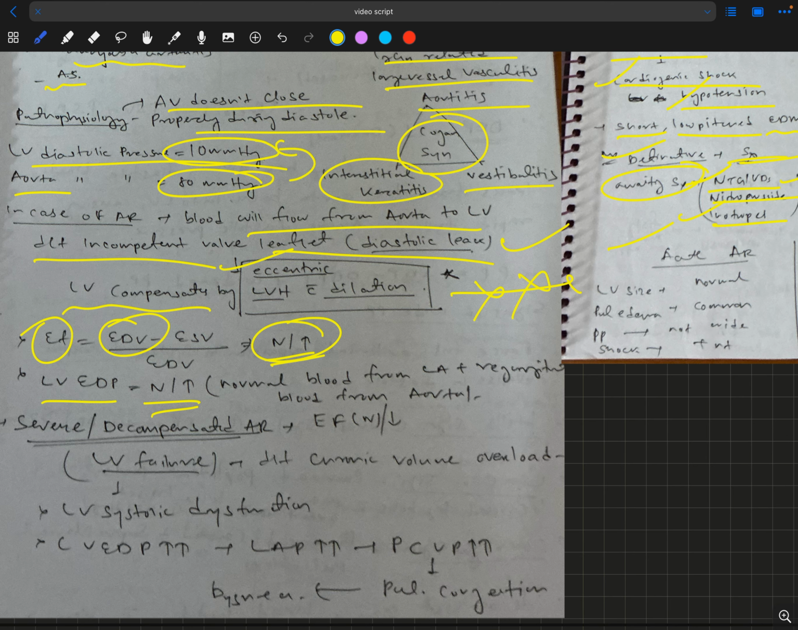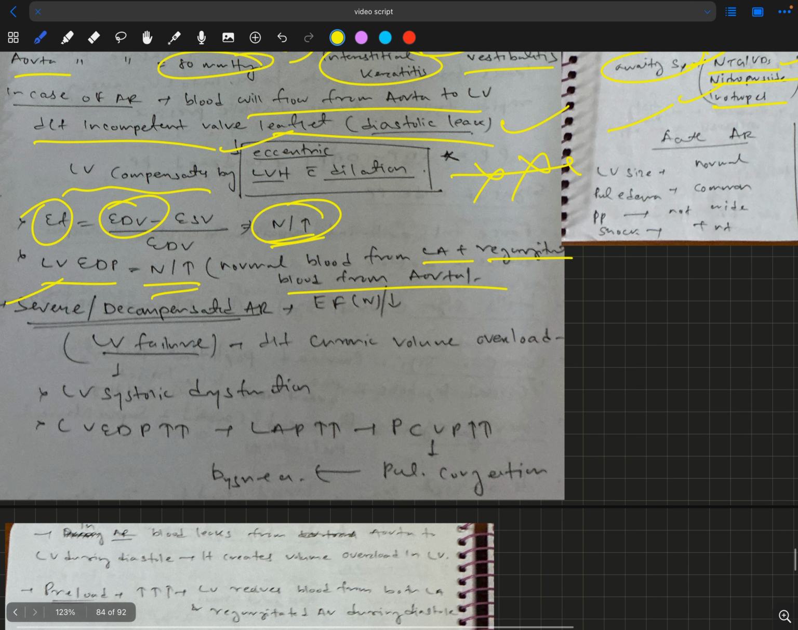But in case of chronic AR, due to dilatation and eccentric hypertrophy, it can be normal or increased. So there is normal blood from the LA and regurgitant blood from the aorta. During diastole in aortic regurgitation, the ventricle is receiving normal blood coming from the LA, which is diastolic filling, plus the diastolic leak which is happening due to the regurgitant valve.